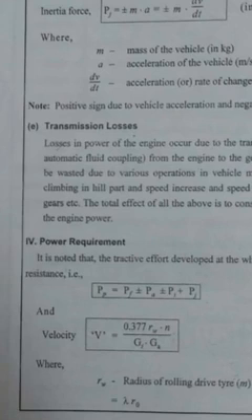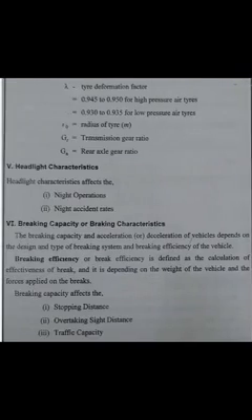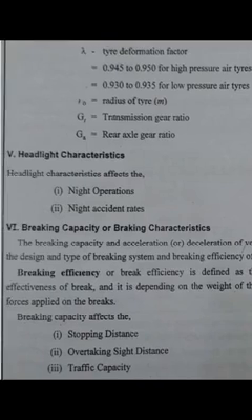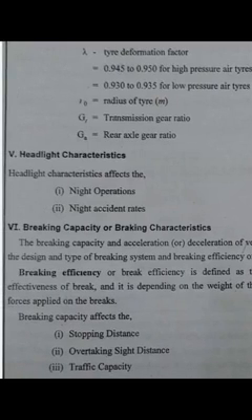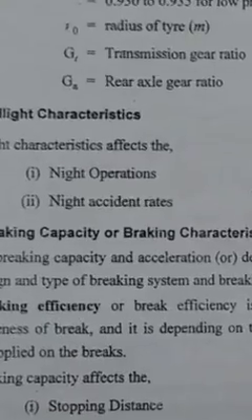Next, the last is the headlight characteristics, and another is the braking capacity. Headlight characteristics mainly depend upon the night operation and the night accident rates. In the night only we use the headlights, and whether the number of accident cases will be high or less depends upon the headlights. So that's about the headlights.